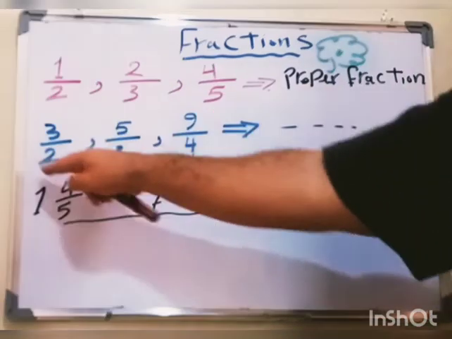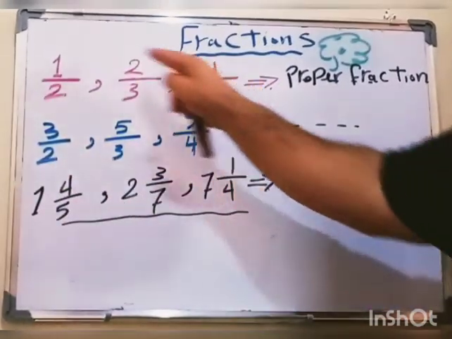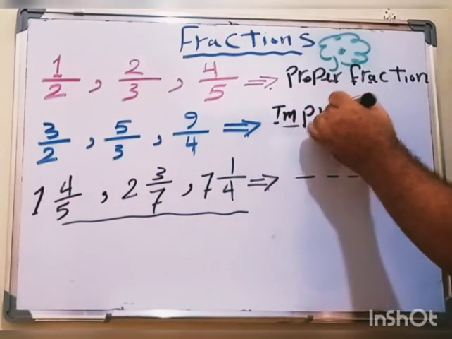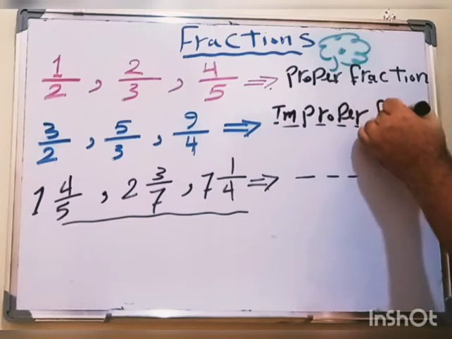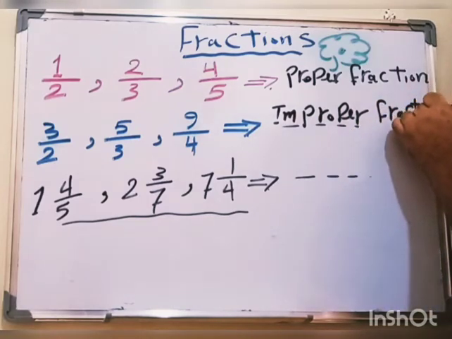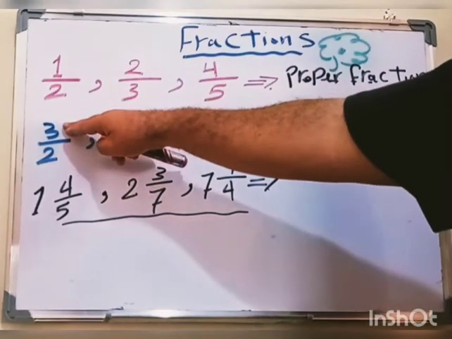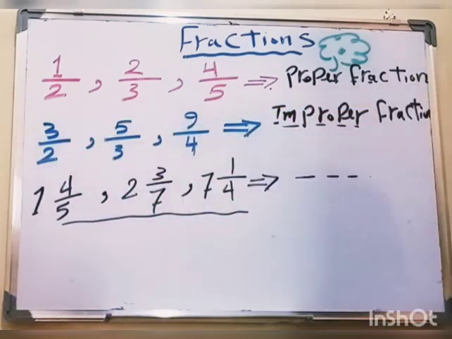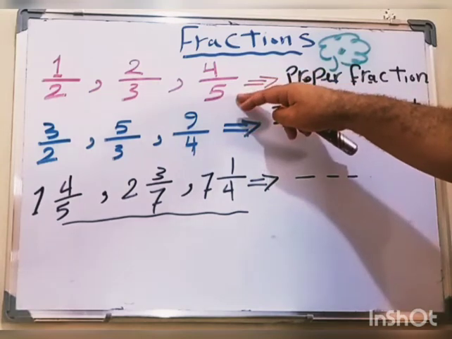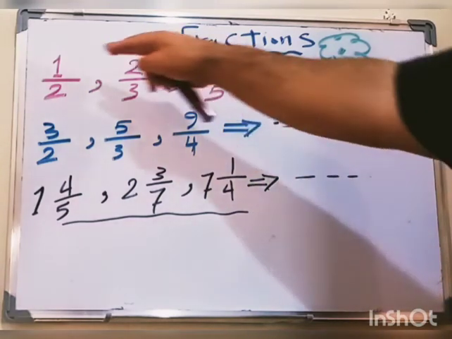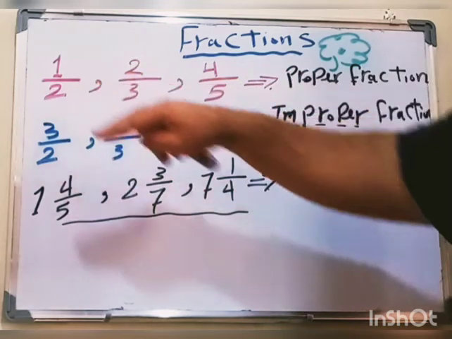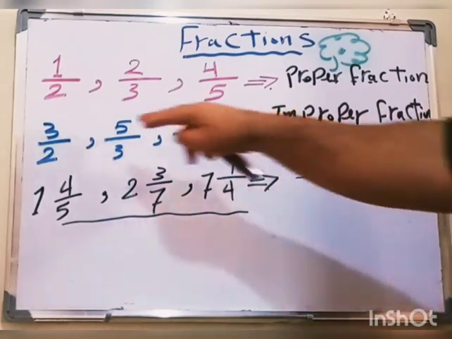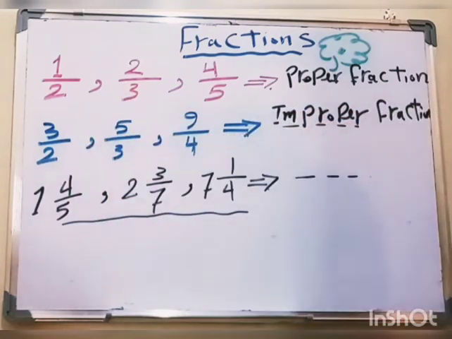Then this type of fraction is called improper. Why, my dear students? Because numerator bigger than denominator. Okay? Then the first type of fraction is called proper fraction when numerator is smaller than denominator. And the second type, improper fraction, if numerator is bigger than denominator.